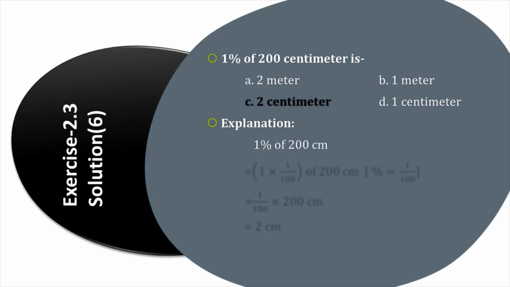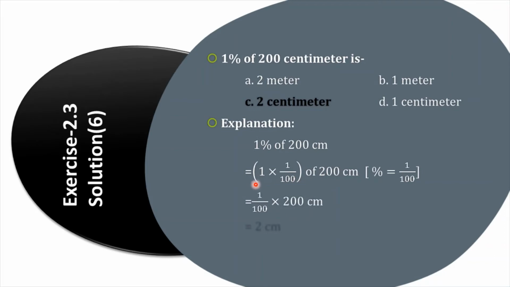1% of 200 centimeter. How can we write this? Let's see this in the second line. Equals to 1 divided by 100. Because of this percentage sign, we can write down 1 divided by 100. So 1 multiplied by 1 divided by 100 of 200 centimeter. And if we multiply 1 with 1, that means numerator with the numerator we get 1 divided by 100 multiplied by 200. Because of we can write down this multiplication sign. And if we reduce 200 by 100, we get 2 centimeter. That is our desired answer.